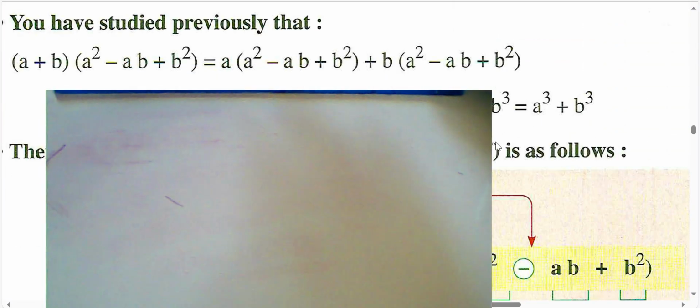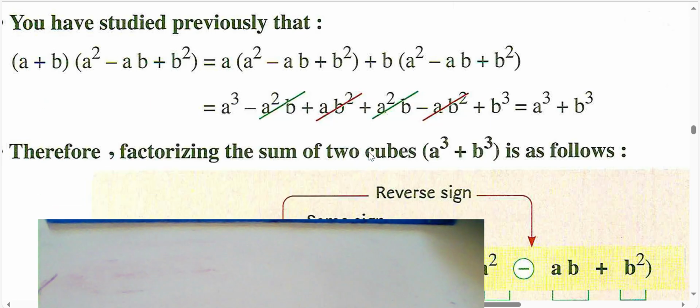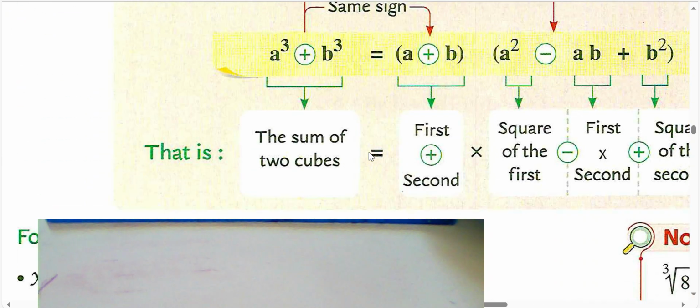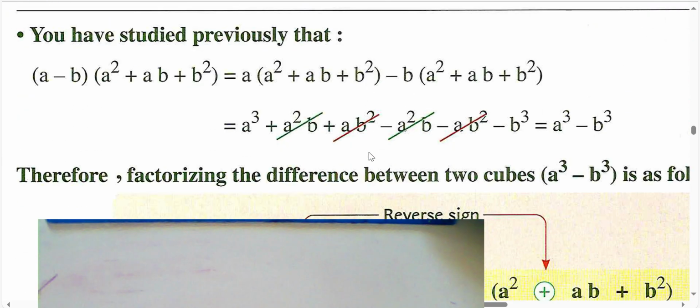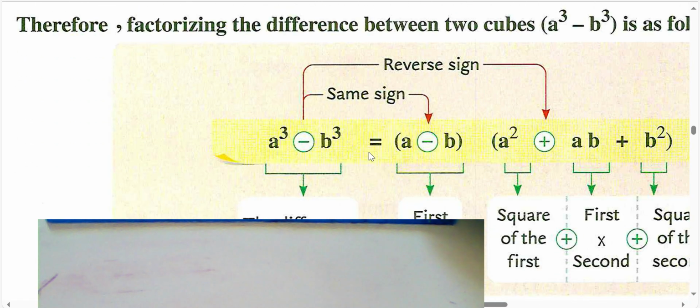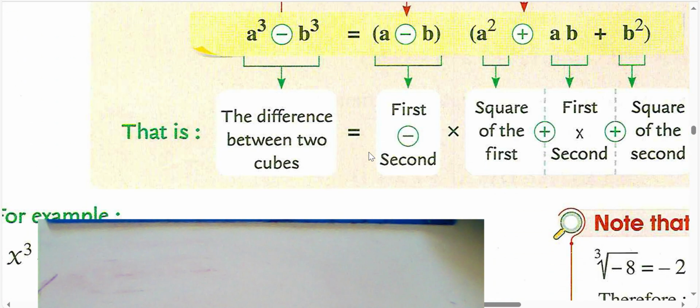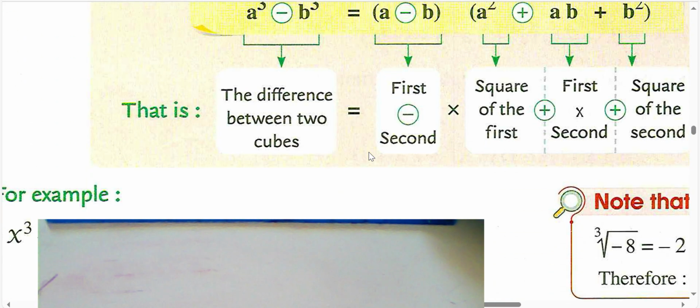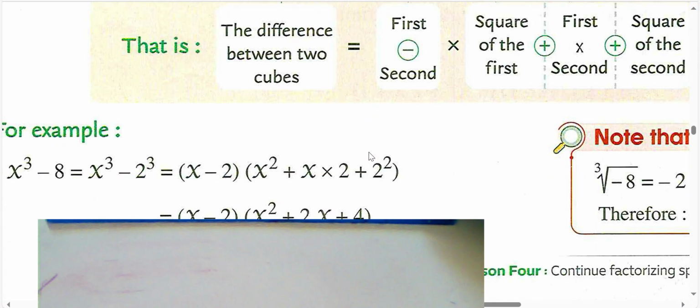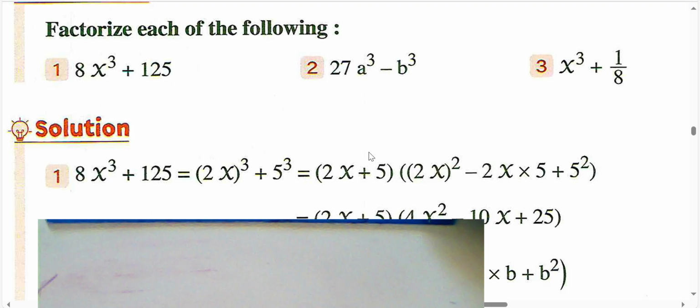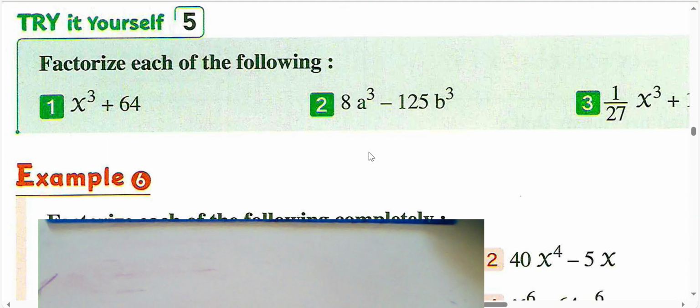Next question. Now we factorize the sum or difference between cubes of two numbers. The difference between two cubes or the sum of two cubes. We can review the rule here. Look with me. Next question, about try yourself number 5.